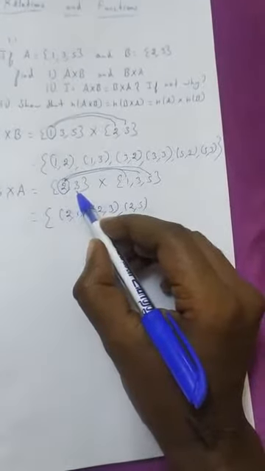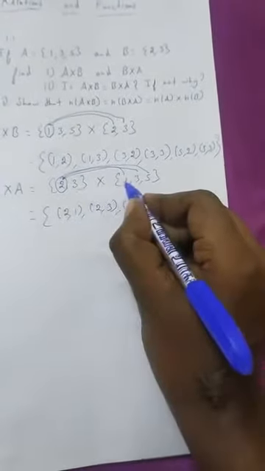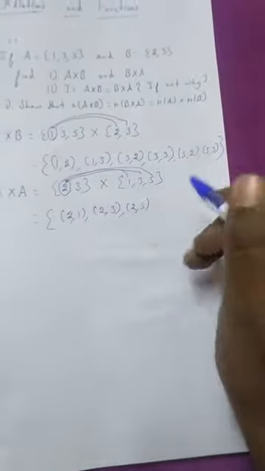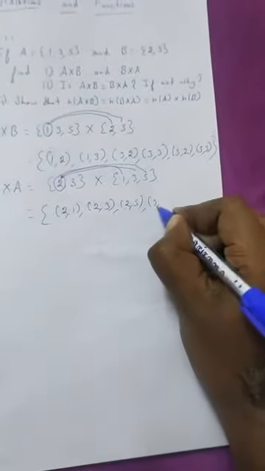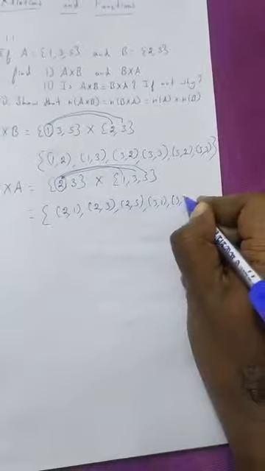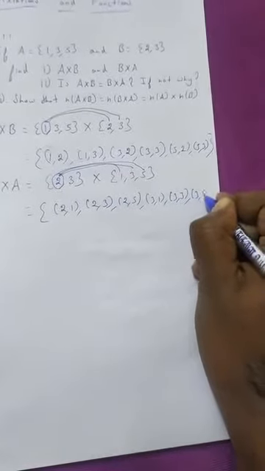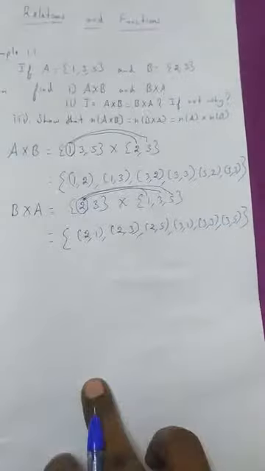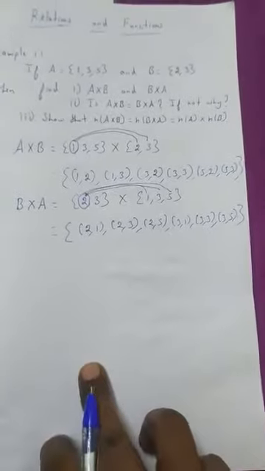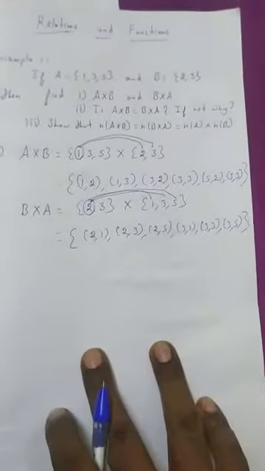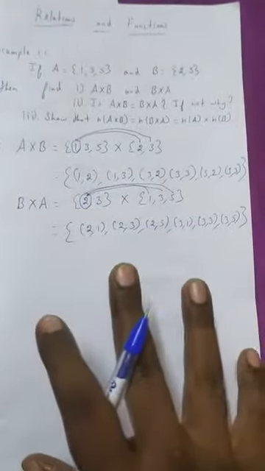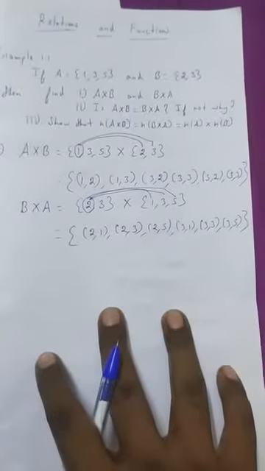Next go for the second number. Second number is what? 3. So which means 3 comma 1, 3 comma 3, 3 comma 5. So 3 comma 1, 3 comma 3, 3 comma 5, close bracket, right? So that's all. So this is the procedure to find the Cartesian product.